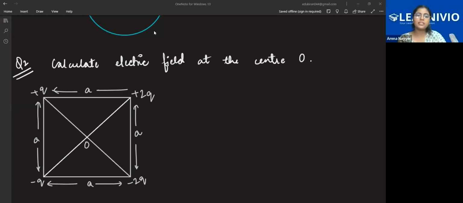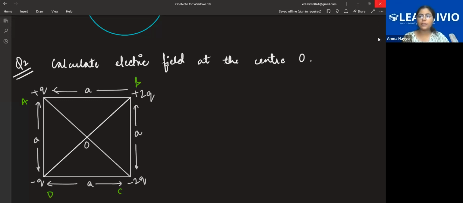For positive charge, is it towards or away? Yes, Harsha. Away from the charge. For positive, it's away from the charge. Yes, correct. So see, when we are talking about plus Q, let me mark these points. This is A, this is B, C, and D.